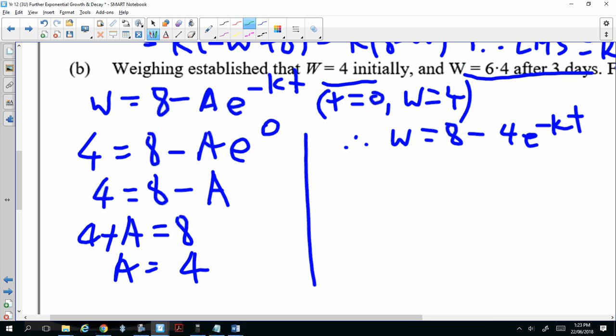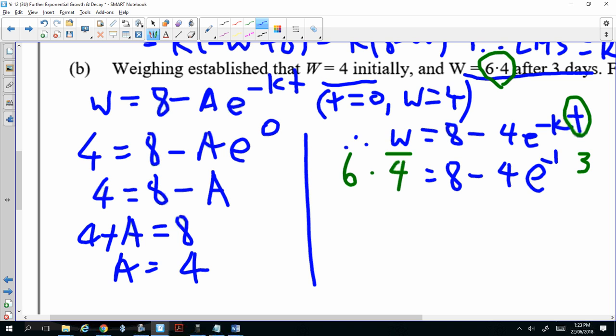And then replace T by 3. Okay? So you get W equal to 8 minus 4 e to the power of negative k times 3. And then we'll solve for k. So subtract both sides by 8 first. So you get minus 8, minus 8.